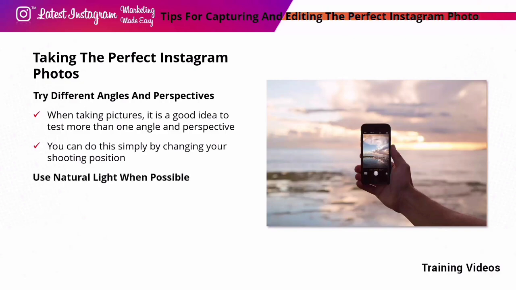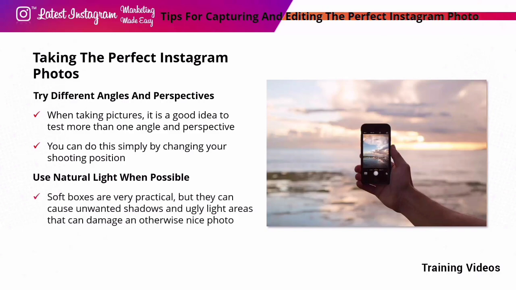Use natural light when possible. Soft boxes are very practical, but they can cause unwanted shadows and ugly light areas that can damage an otherwise nice photo. That's why we recommend you to use natural light when possible. Taking pictures of the outdoors right before sunset or at sunrise can help you to create warm, striking, natural-looking images.